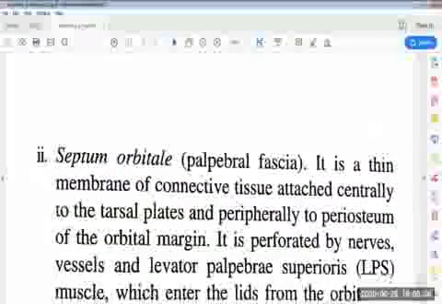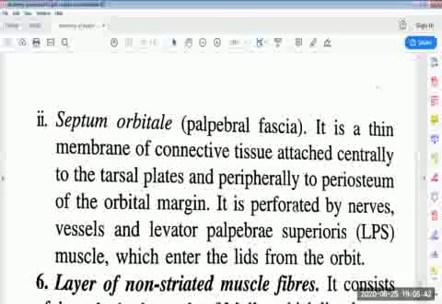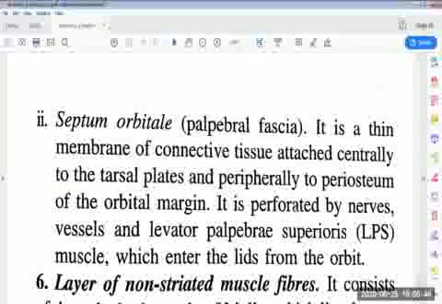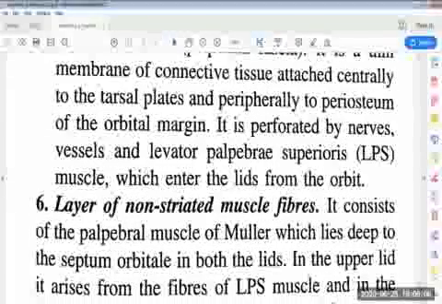The next part is the septum orbitale, which is also called the palpebral fascia. It is a thin membrane of connective tissue attached centrally to the tarsal plates and peripherally to the periosteum of the orbital margin. It is perforated by nerves, vessels, and a muscle called the levator palpebrae superioris, which enter the lids from the orbit.